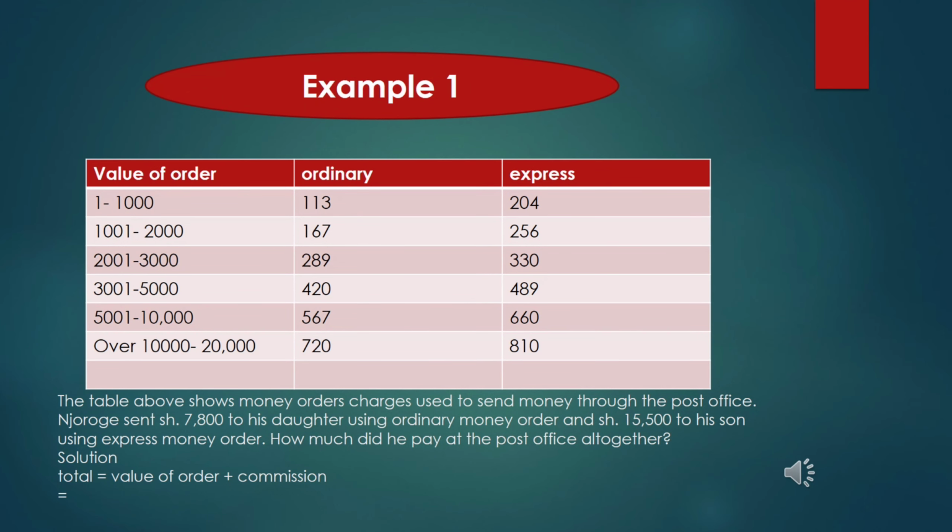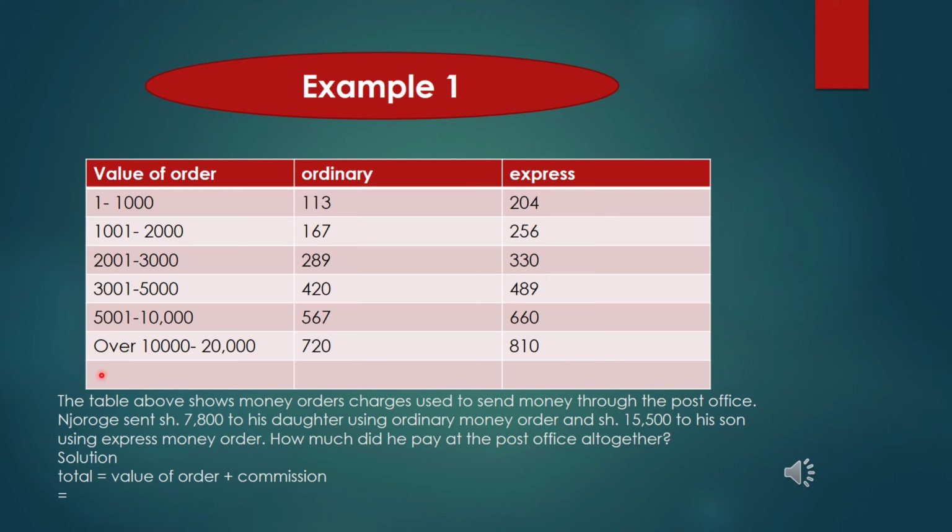Example number 1. So we have value of order, and then we have ordinary and express. You can see the value of orders ranging from 1 shilling up to 20,000 Kenyan shillings, and then we have ordinary and express charges. So I believe you can read that table and interpret it. The question is very easy down there.